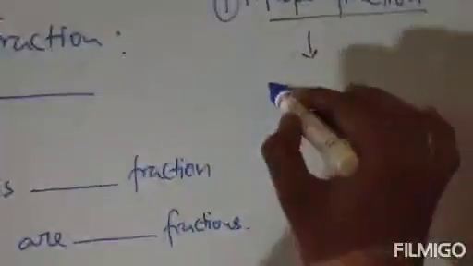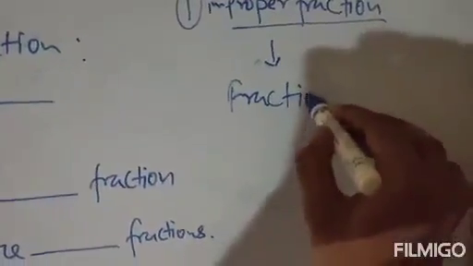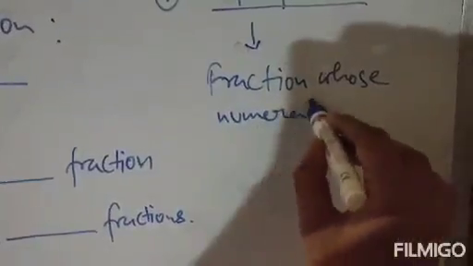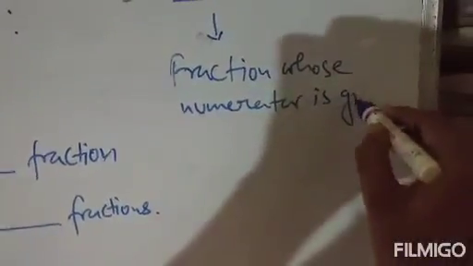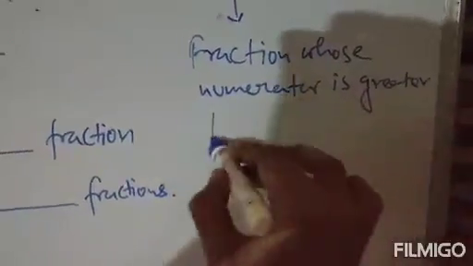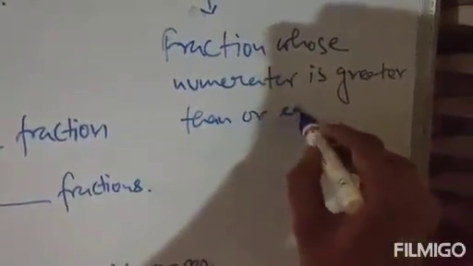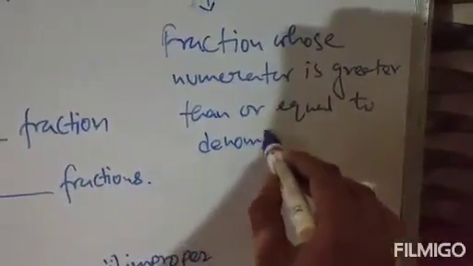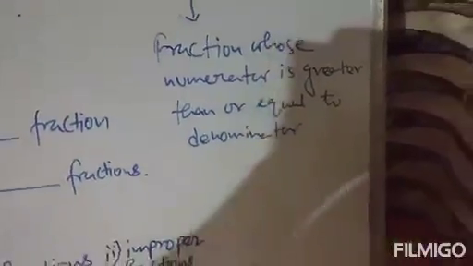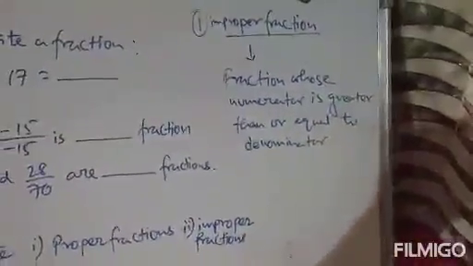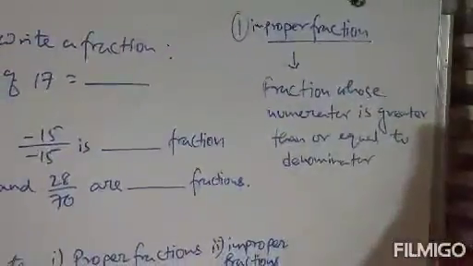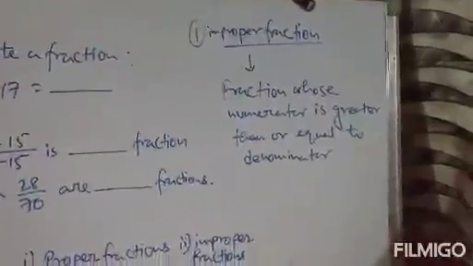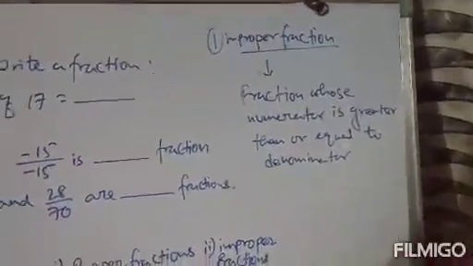The definition is: a fraction whose numerator is greater than or equal to its denominator. That means the numerator can be greater than the denominator, and also the numerator can be equal to the denominator. In both conditions, the fraction will be your improper fraction.